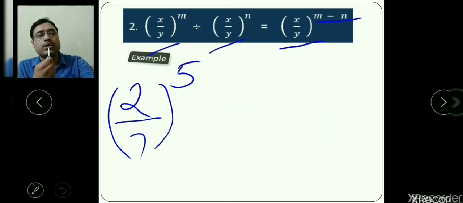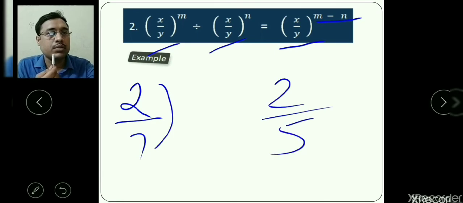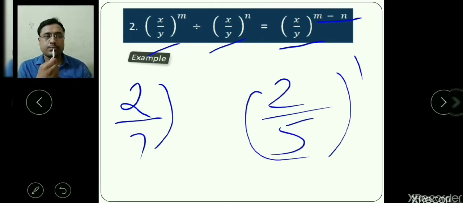Okay students, what result you will get? The result you will get is 2 by 5 to the power 1. Exponent will be subtracted.